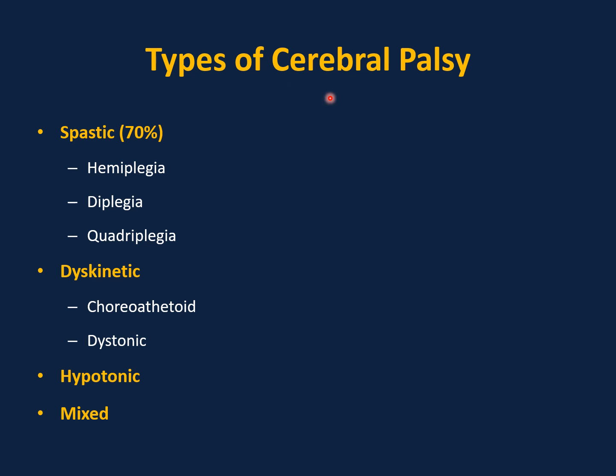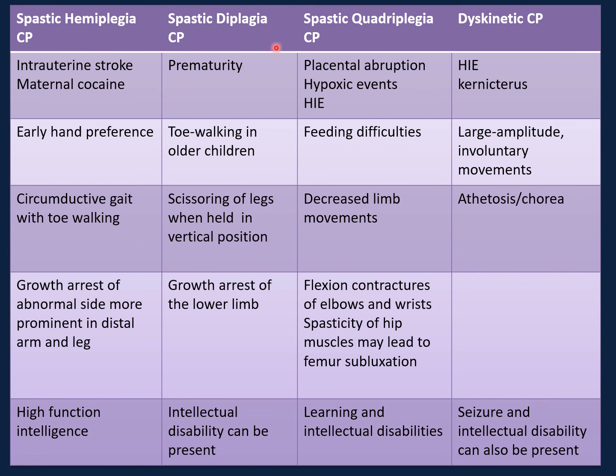Types of cerebral palsy. Spastic is the most common, 70%, and spastic has 3 types: hemiplegic type, diplegic type, and quadriplegic type. Dyskinetic, choreoathetoid and dystonic, and hypotonic type, and mixed. This table is to summarize important types of cerebral palsy. The first one is spastic hemiplegic cerebral palsy. The most common cause is intrauterine stroke and maternal cocaine abuse.